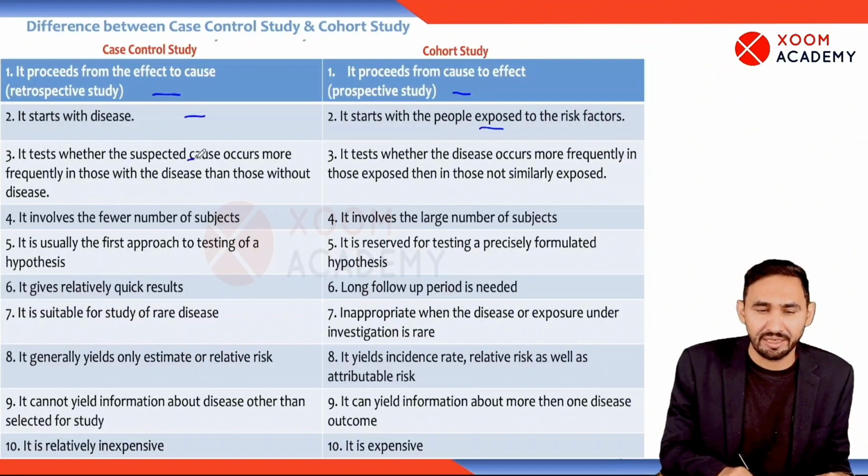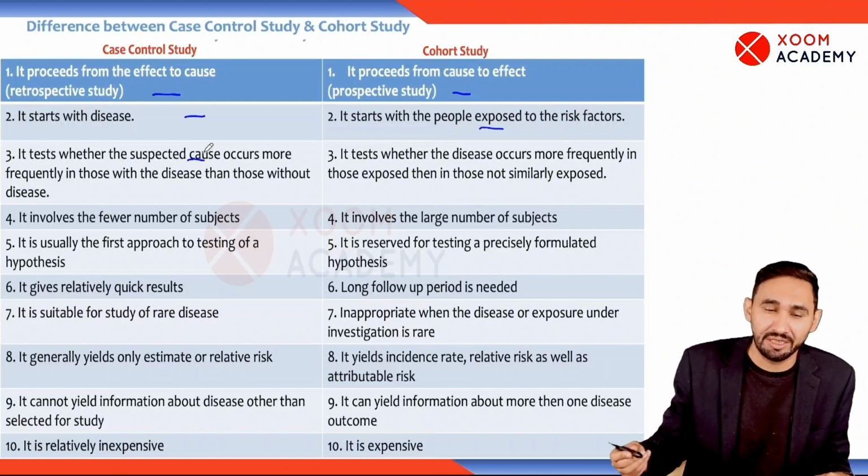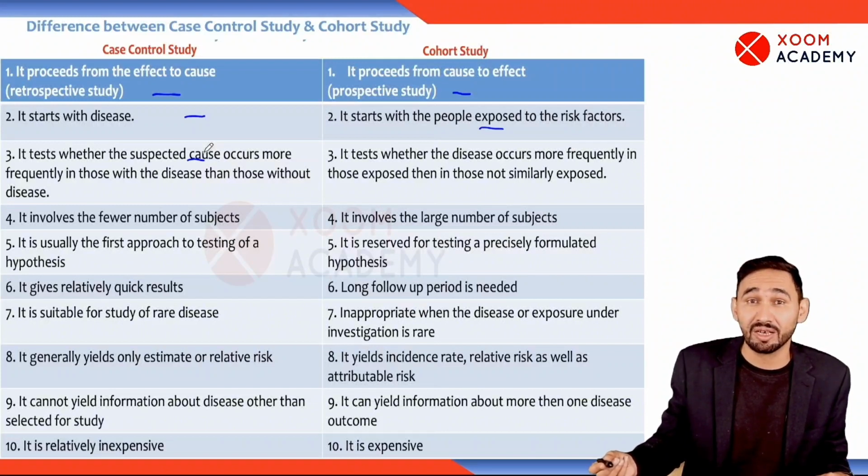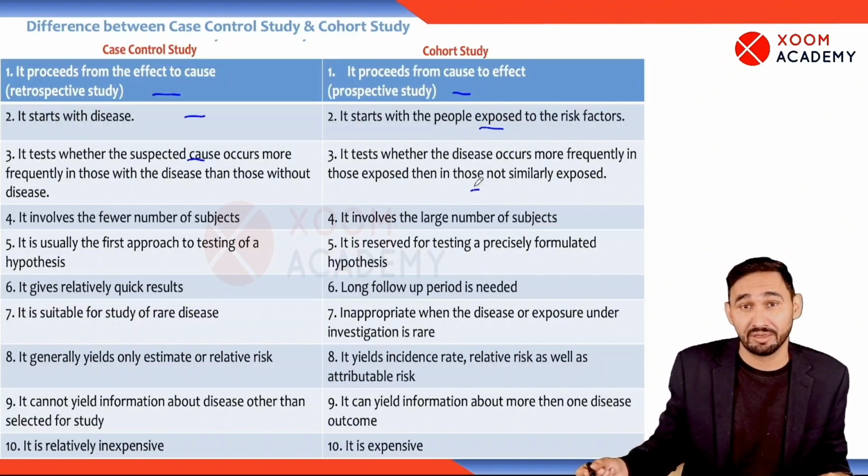Then it tests. In case control study, we see whether the suspected cause is more frequent in diseased or in non-diseased people. Like we see that smoking causes lung cancer. We take people who have lung cancer and we move to the past and see among the diseased people who are smokers or not. And in cohort study, we move forward. We take smokers, we follow them up and see after the follow up how many of them develop the disease.